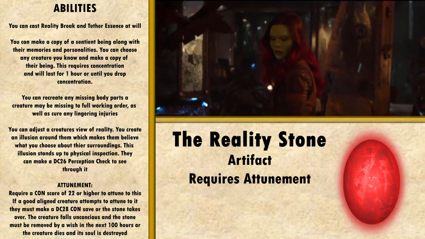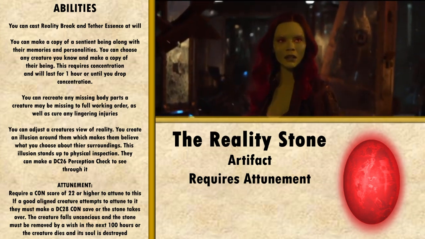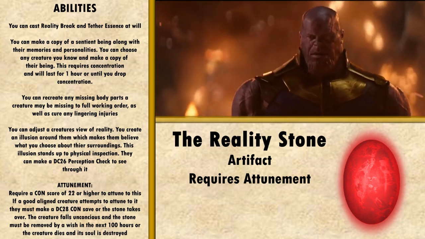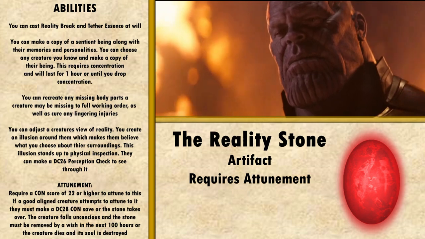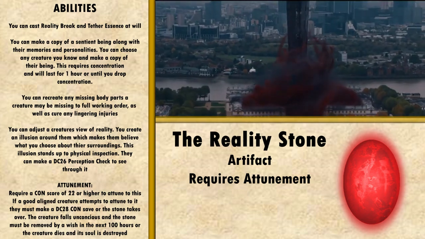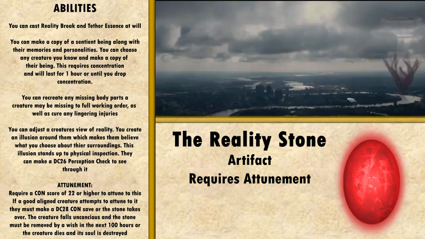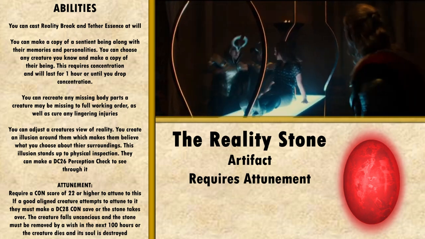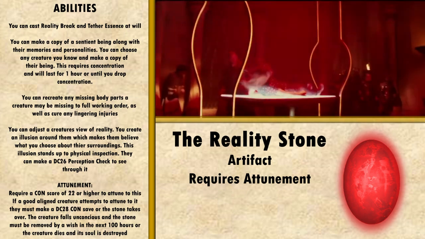If you are a good aligned creature, though, you must also beat a DC 28 constitution saving throw, or have the Reality Stone take control of your body. If that happens, you fall unconscious, and the stone must be removed from your person by a wish spell within the next 100 hours. If this doesn't happen, you will die, and your soul will be destroyed.